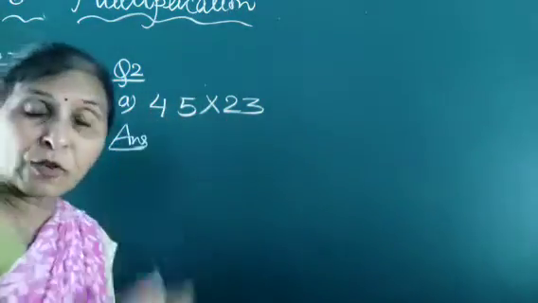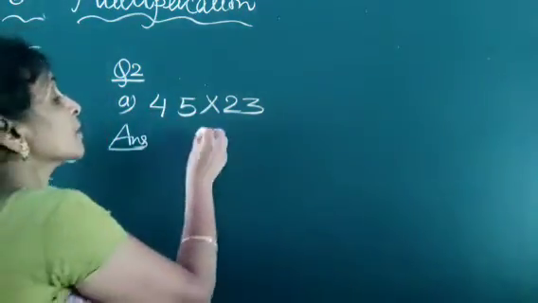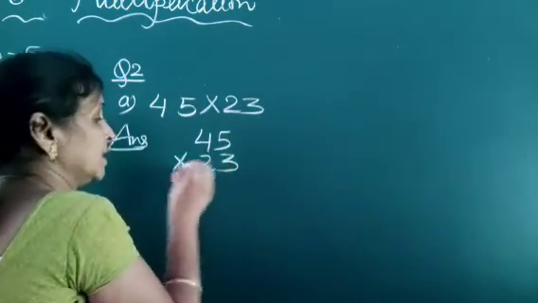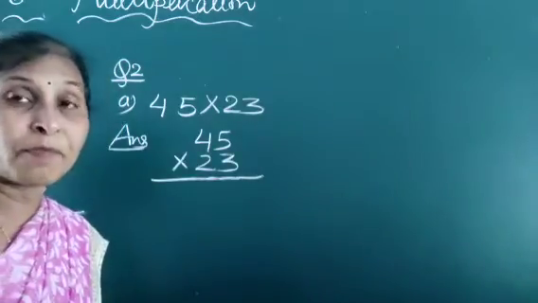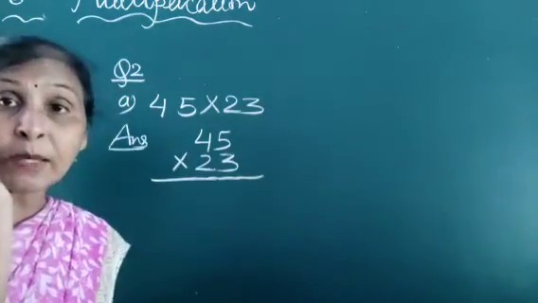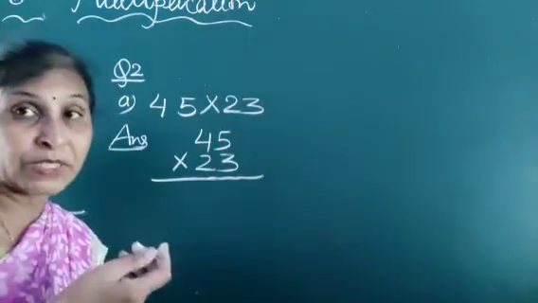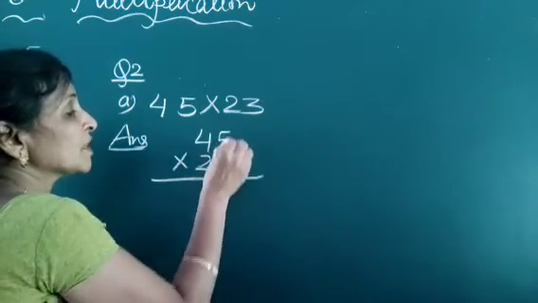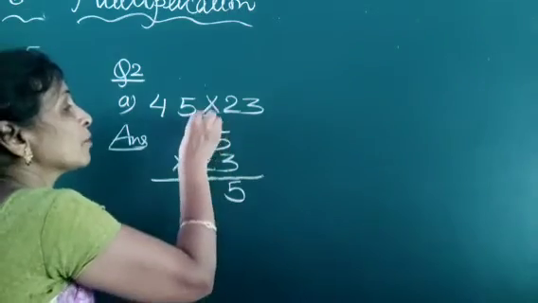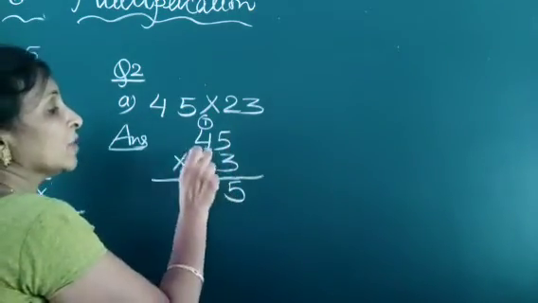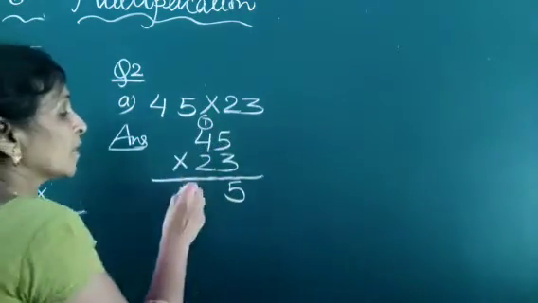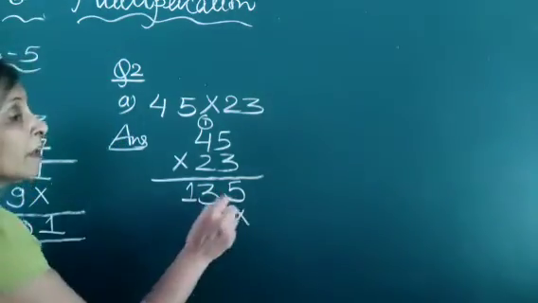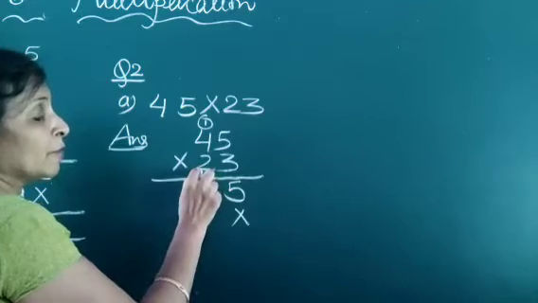Now the second question, solve this in your notebook. This is written here in horizontal way. First we write in vertical columns like this. Now the method is same, a 2-digit number is multiplied by a 2-digit number. First we tell the table of 3, 5 times. 3 fives are 15. 5 and put 1 carry over here. Then 3 fours are 12 plus 1, 13. Then put cross here.